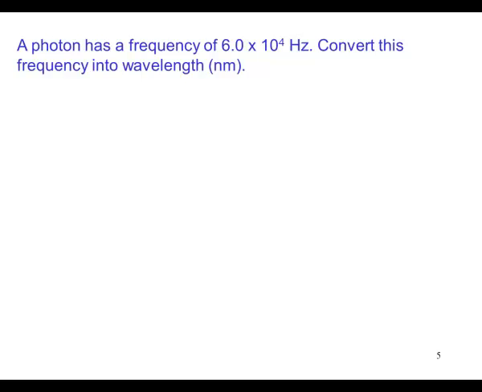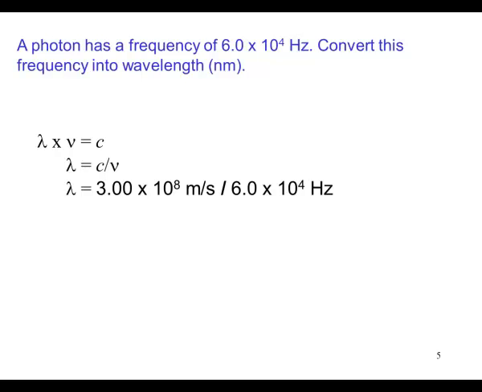Here's an example. A photon has a frequency of 6 times 10 to the 8th hertz. A hertz is per second. Convert this frequency into wavelength, nanometers. Lambda times nu equals c, the speed of light. Lambda is c divided by nu.